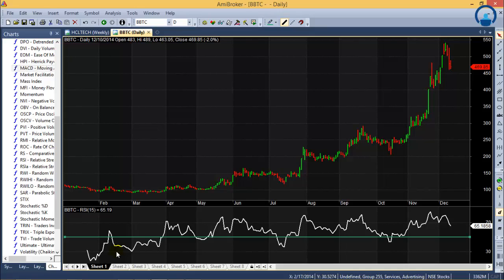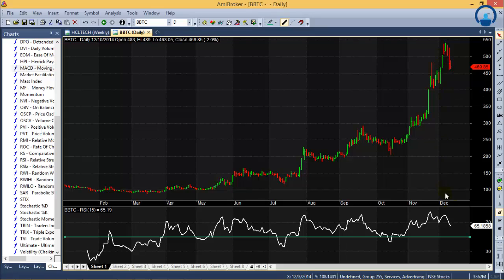For example, this is a chart of BBTC and in the lower panel a 15-period RSI is plotted. Remember, the default setting for RSI varies from 12 to 15. I tend to use a 15-period RSI. Take a look at the following chart and you can see that prices have trended from 100 to 150.